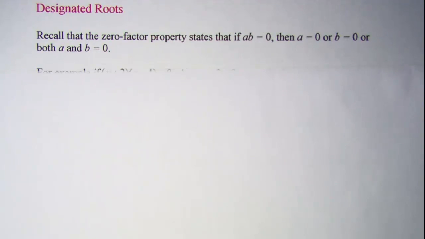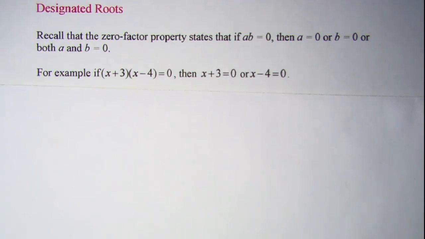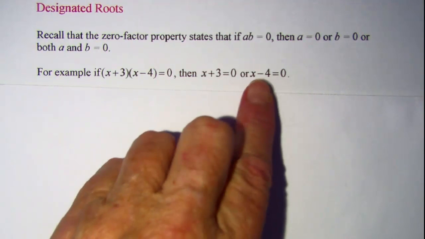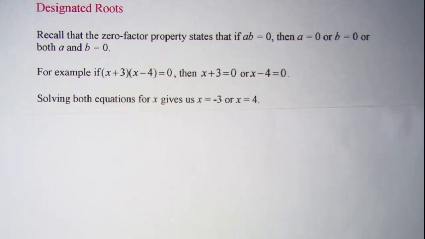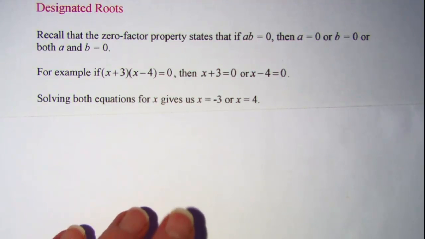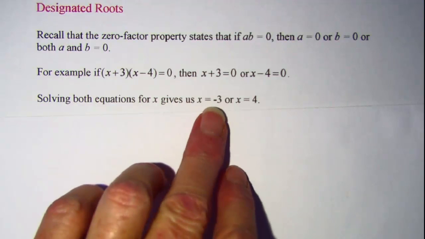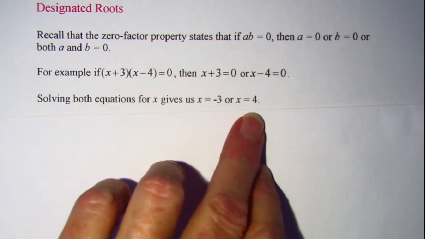For example, if the quantity x plus 3 multiplied by the quantity x minus 4 equals 0, then we can solve this equation by setting each of those factors equal to 0. So x plus 3 equals 0 and x minus 4 equals 0. Solving both of those equations for x, we get x equals negative 3 or x equals 4.